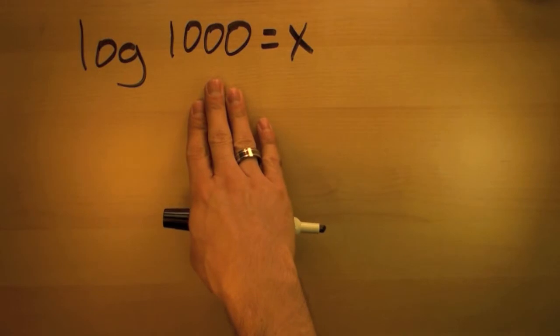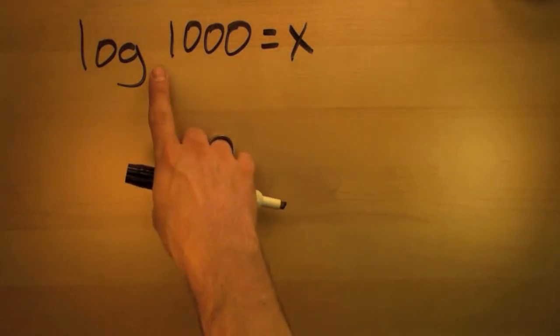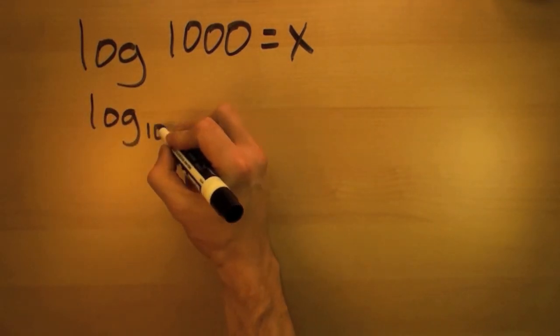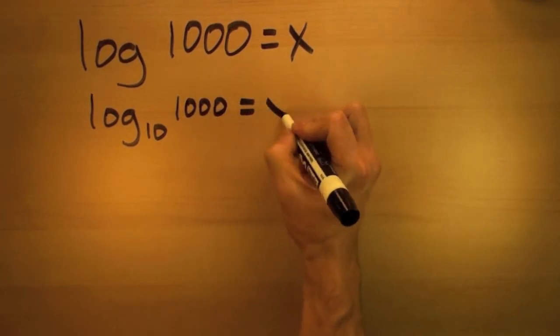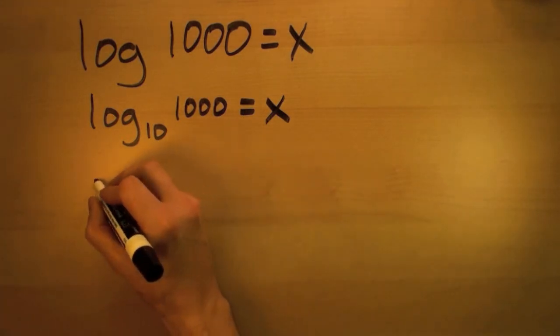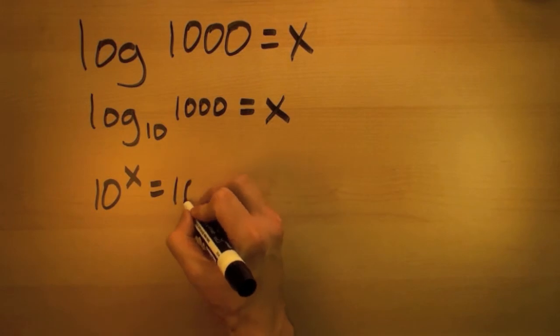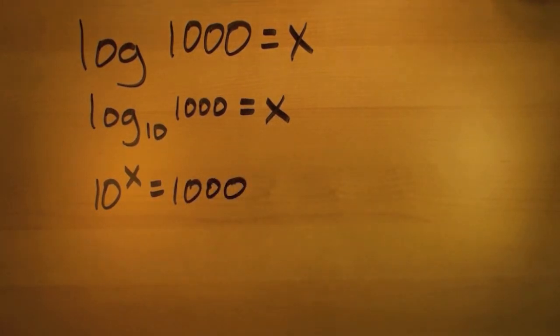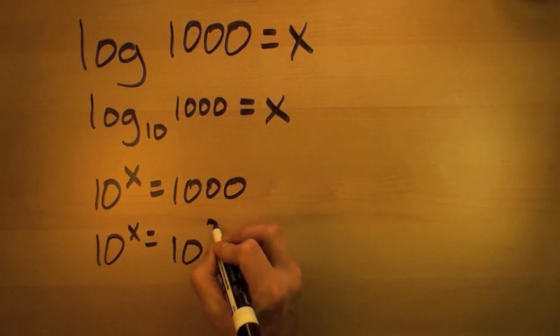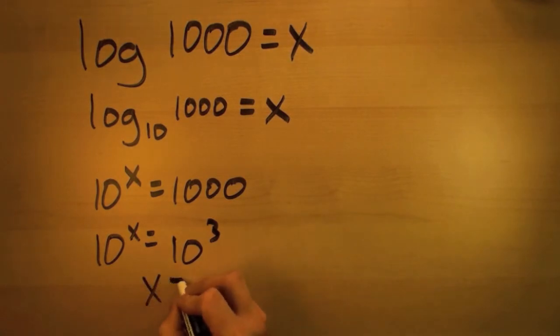In the case of log 1000 equals x, keep in mind that if we don't specify a base, that base is 10. So we could think of this as being log base 10 of 1000 equals x. And when we write this in exponential form, we'd get 10 to the x equals 1000. Write both sides in terms of the same base. 10 to the x equals 10 cubed. So x equals 3.